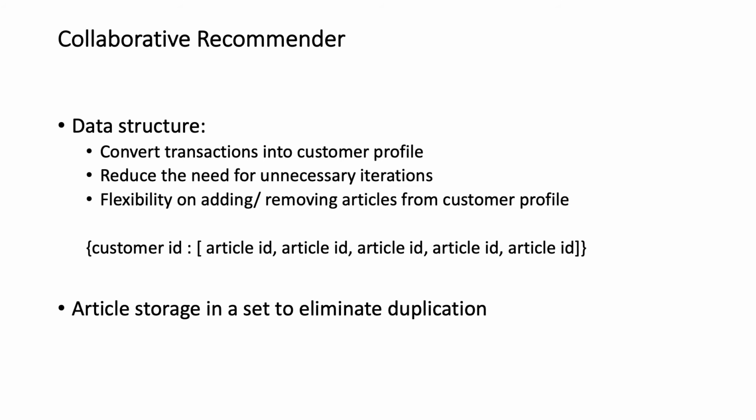For the data structure, we convert the transactions into customer profiles by using a dictionary. So we have the customer ID followed by a set, instead of a list, of article IDs. We use a set to eliminate duplications, because we don't care how many times the customer has bought the same item before, only whether they have bought it before.